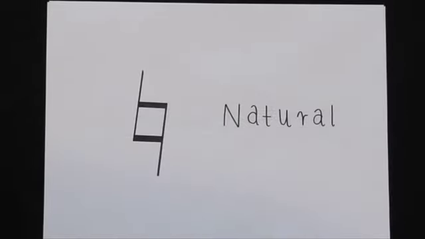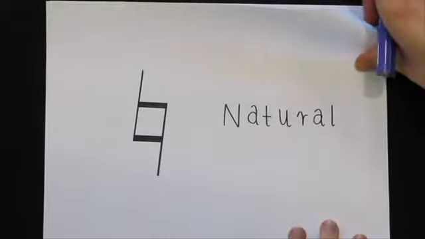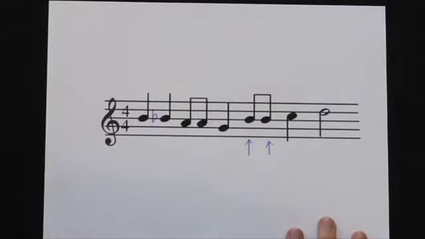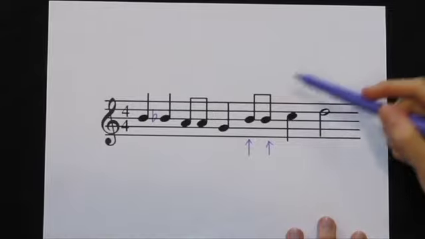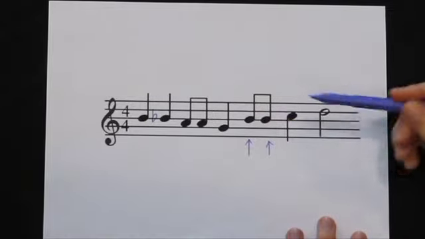You may have seen another type of accidental in your music. This is called a natural. Sometimes in music, we want to cancel a sharp or a flat that has already been used on a note. We use the natural symbol to do that. For example, if we do not want these Bs to be flat, we can use a natural to cancel the flat.